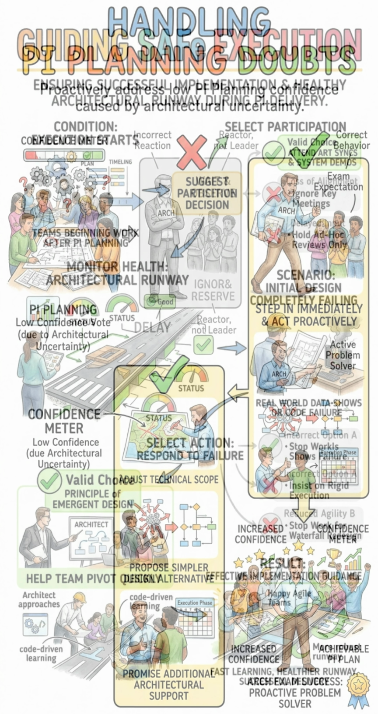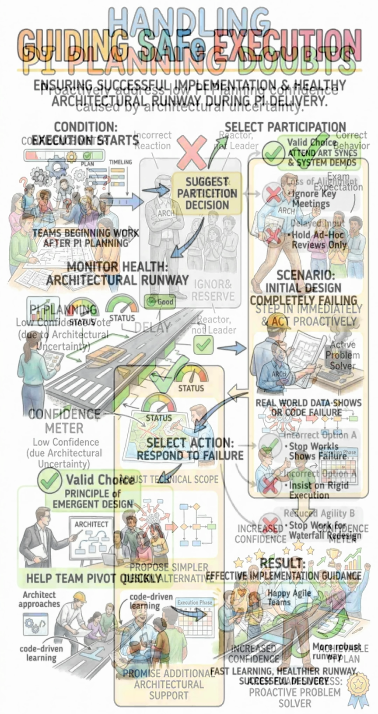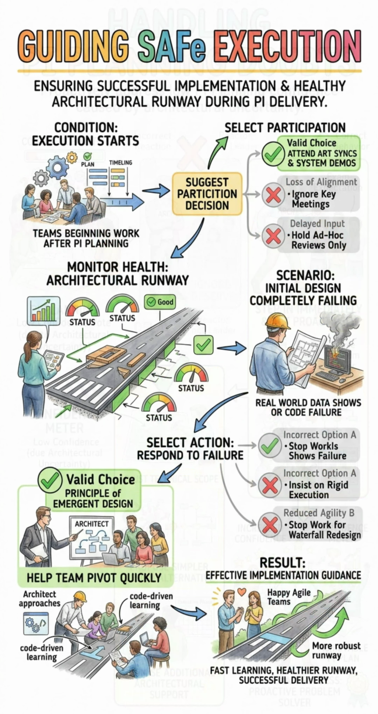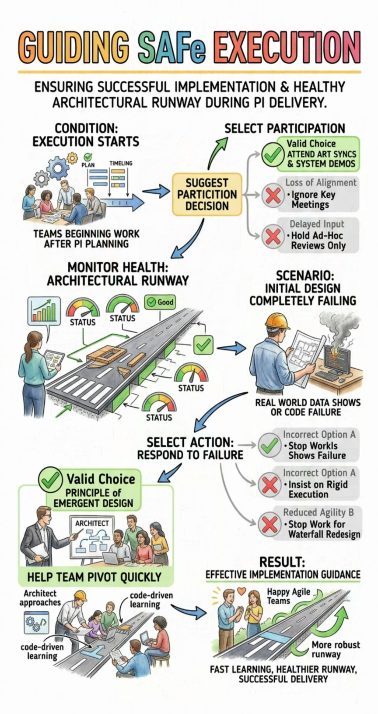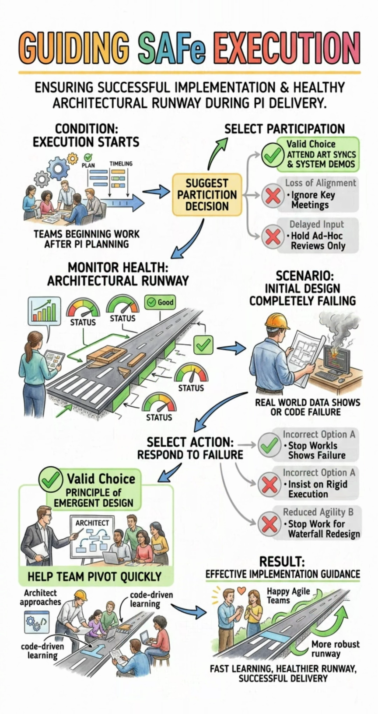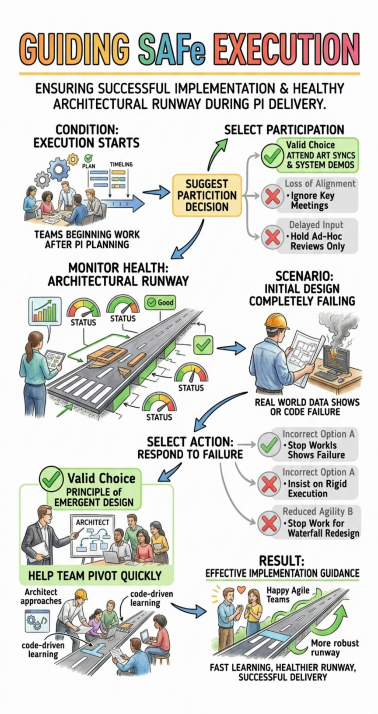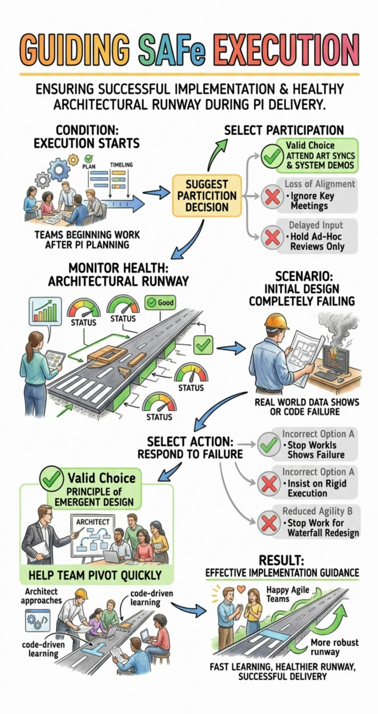After PI planning is over and the teams begin executing the increment, your focus shifts to guiding the implementation. You participate in regular synchronization meetings, often called ART syncs or system demos, to monitor the health of the architectural runway. If a team discovers that an initial design is completely failing in the real world, you must help them pivot quickly, utilizing the principle of emergent design.